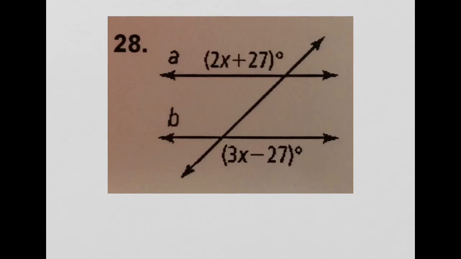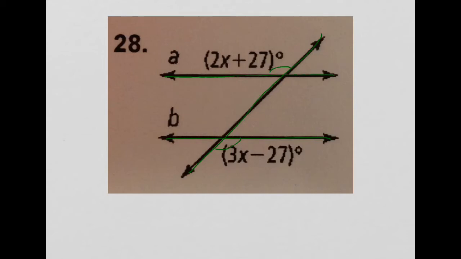Now let's take a look at problem number 28. So let's first identify what type of angles these are here. This is my transversal here. They're on opposite sides of the transversal. They're non-adjacent, meaning they don't lie right next to each other, and they're on the exterior of my two lines A and B here. So they're alternate exterior angles.